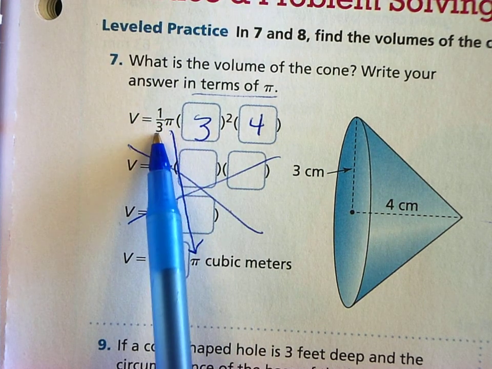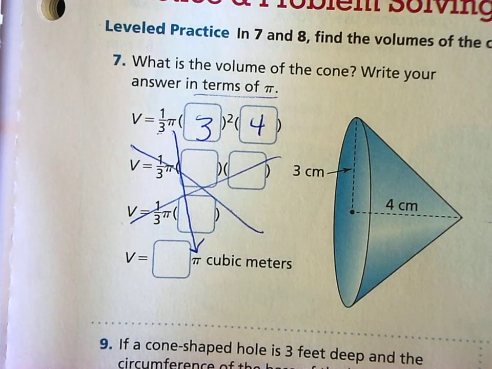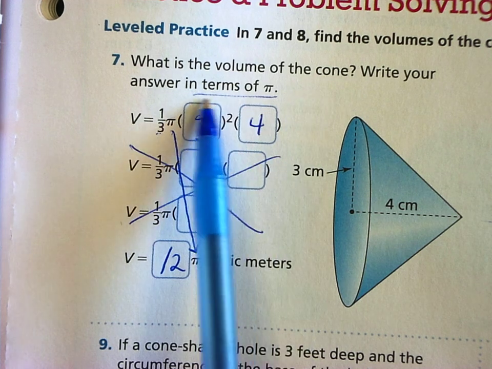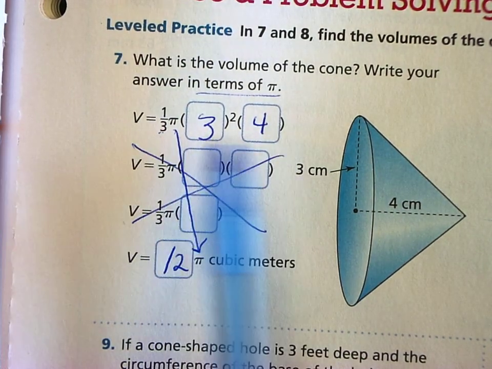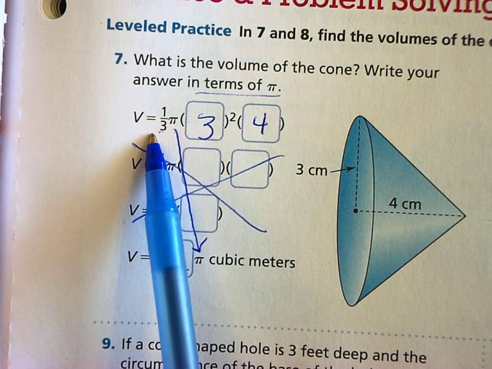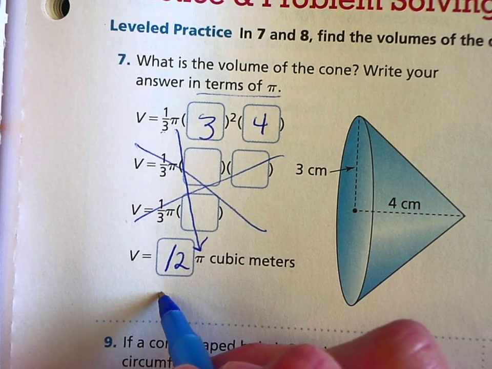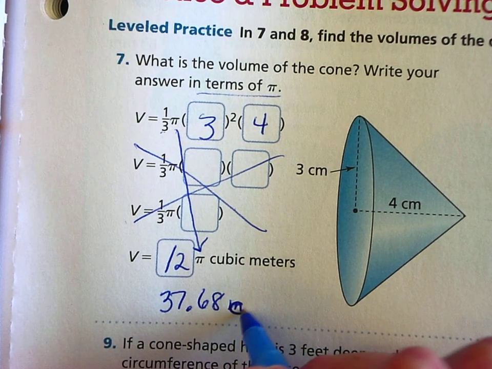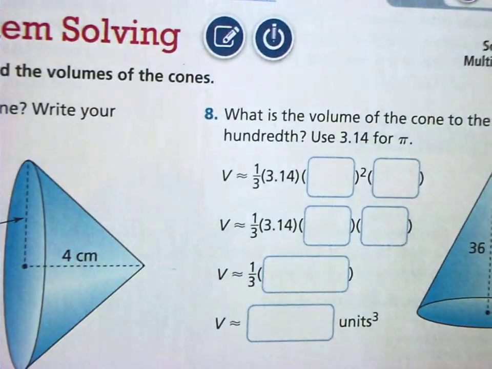So 1 divided by 3 times 3 times 3 times 4, and that would be 12 pi. Or if it didn't say answer in terms of pi, you would basically just plug all that into your calculator at one time. 1 divided by 3 times 3.14 times 3 times 3 times 4, and you would get 37.68 centimeters cubed, cubic centimeters. Okay, let's take a look at another one.